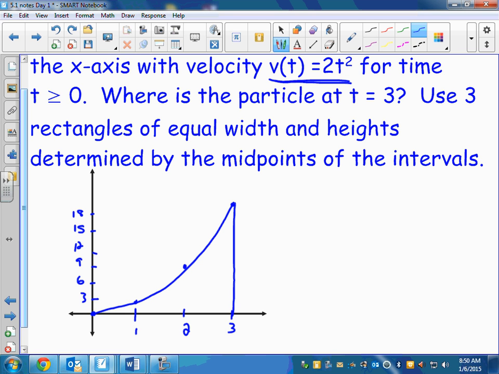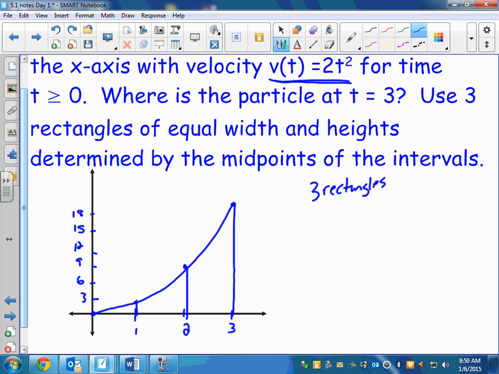And then it says use 3 rectangles of equal width. If I'm going for 3 seconds and I want the rectangles to have equal width, does it make sense that for this problem I could just draw in some lines like this and that makes 1, 2, 3, like each one is 1 unit long? 3 rectangles, so that means width of 1 apiece. Does that make sense?